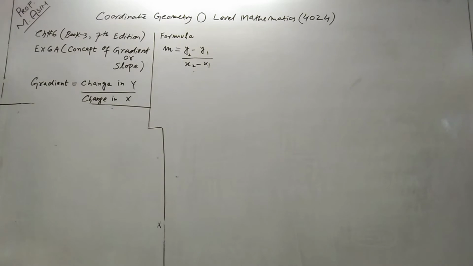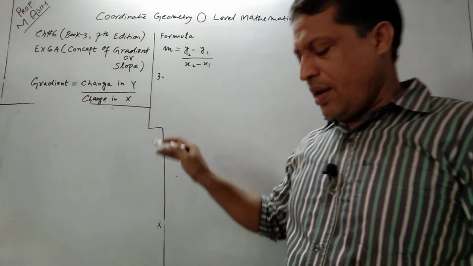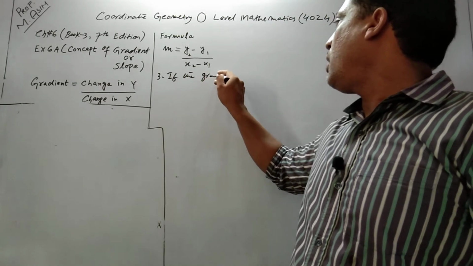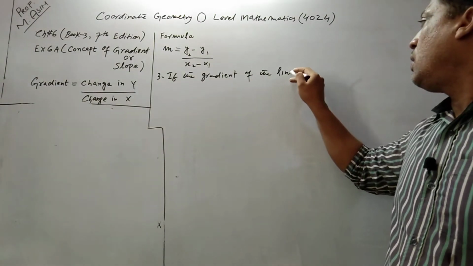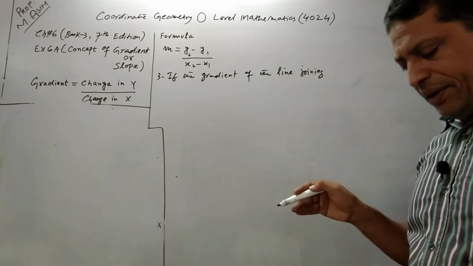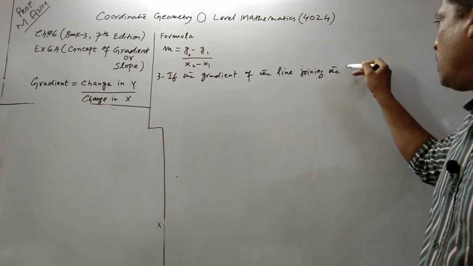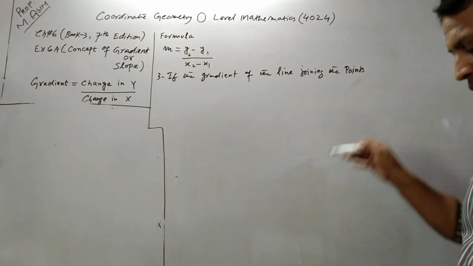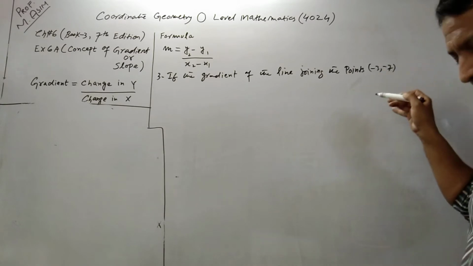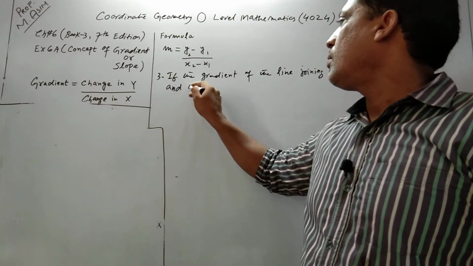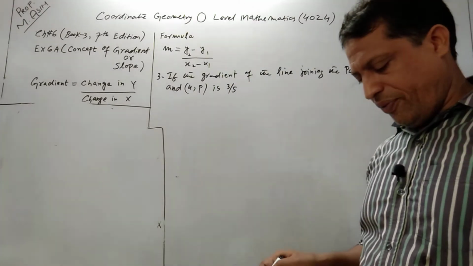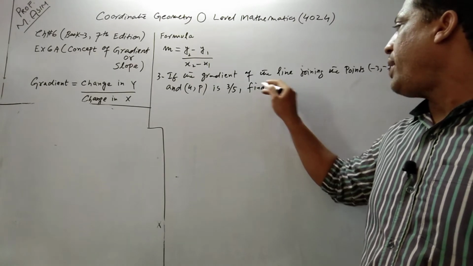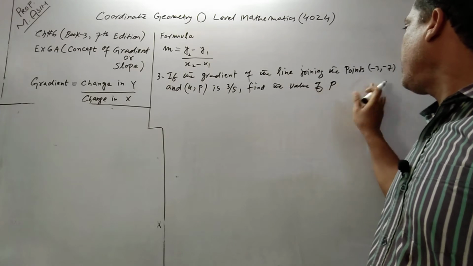What is question number 3? If the gradient of the line joining the points minus 3, minus 7 and 4, P is 3 upon 5, find the value of P.